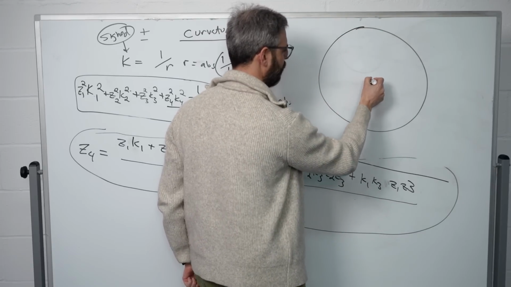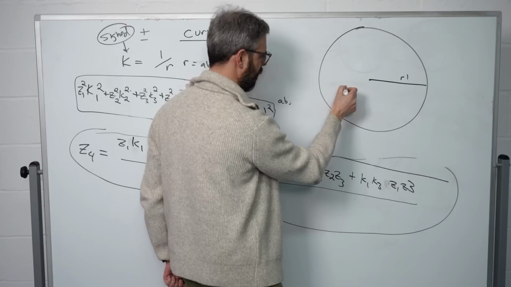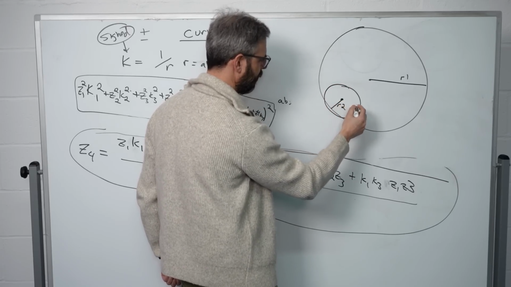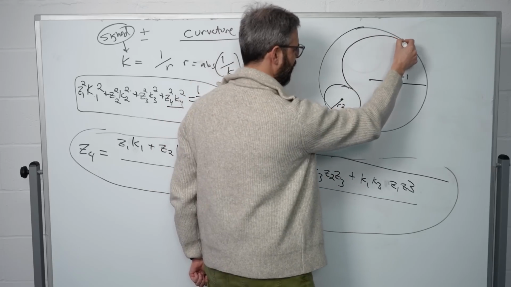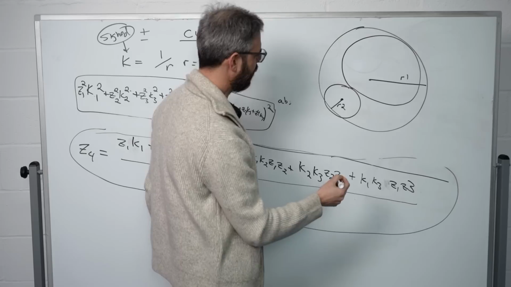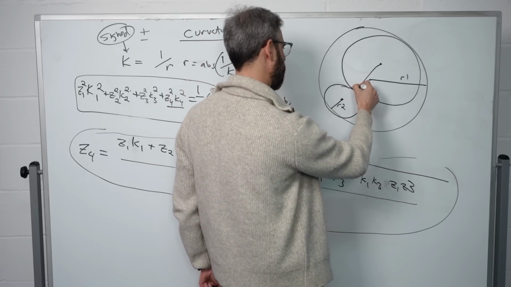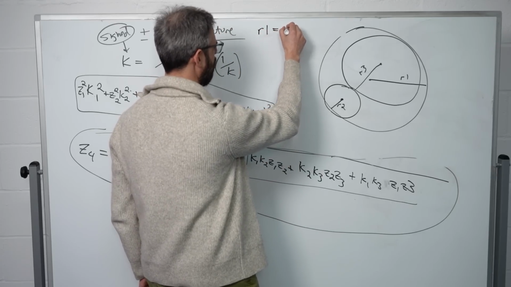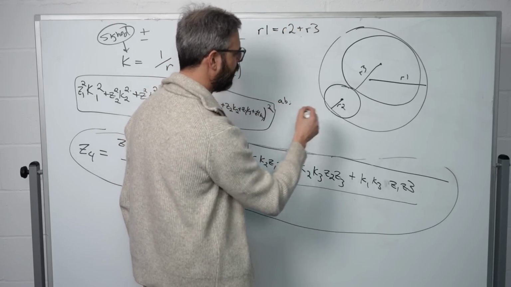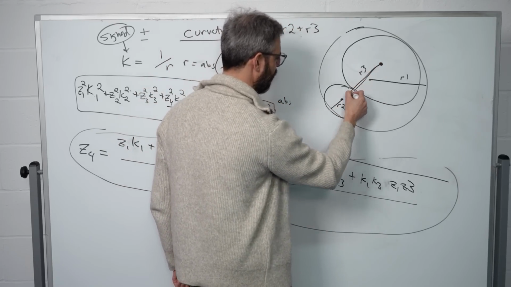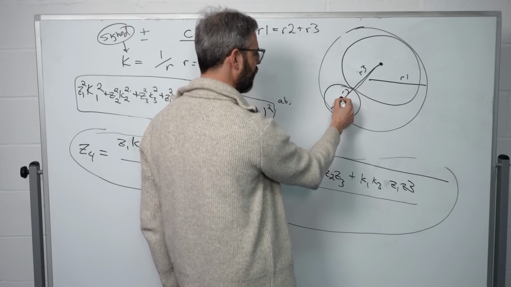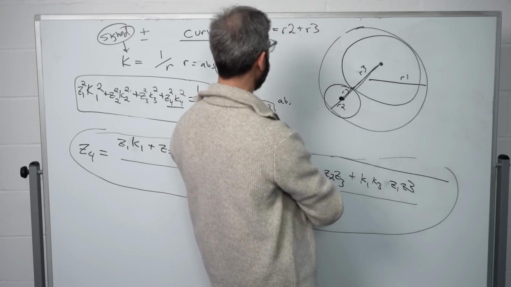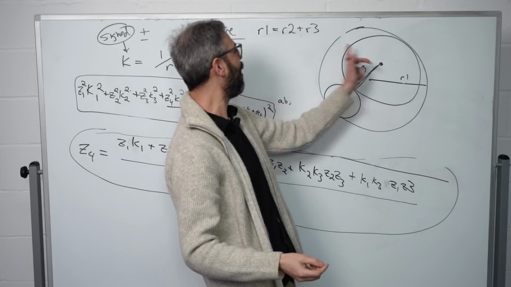I have a circle. Its radius is R1. I have another circle right here. Its radius is R2. And then I made another circle like this. Its radius is R3. So R1 should equal R2 plus R3. So how do I find this center point? Oh, I just have to go from wherever this is, R2 plus R3. Okay, that's its magnitude, R2 plus R3, or R1.